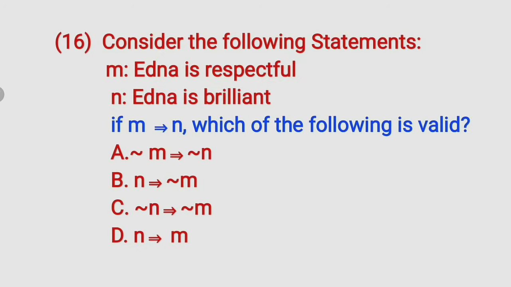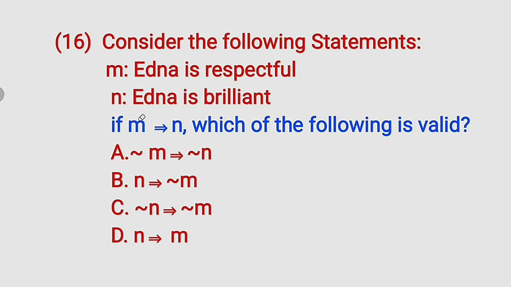Hello, good day viewers. Still on WAEC 2024 Mathematics Examination Objective Questions. Today we are going to begin with question number 16 down to question number 20. And question number 16 is under logic. It reads, consider the following statements. We have two statements given M and N, where M stands for Edna is respectful, while N stands for Edna is brilliant. You should know that a statement is just a declaration. It could be true or false. So these two statements can be true or false, right?